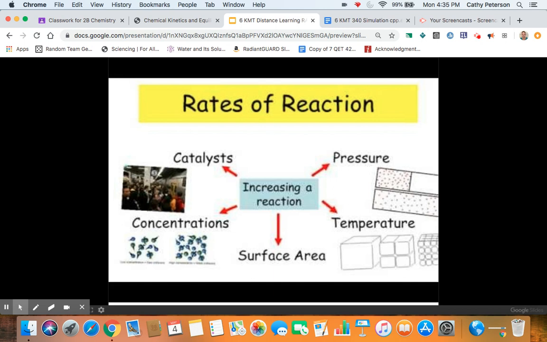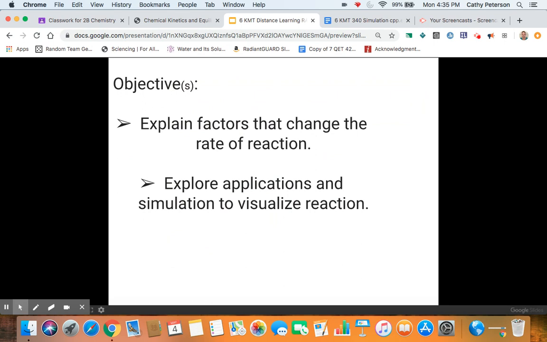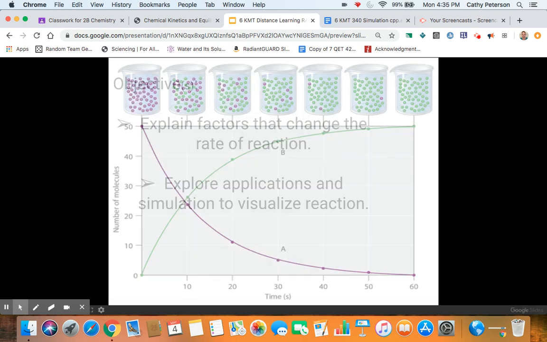There are some notes that I have put together for you that you could use, so just review those if you need to. Today, we're going to make sure we review those factors that affect the rate of reaction, explore applications, and use this simulation to visualize the reaction.